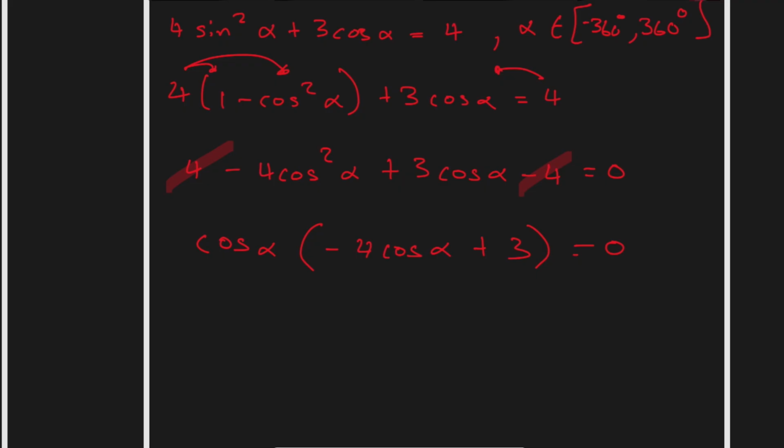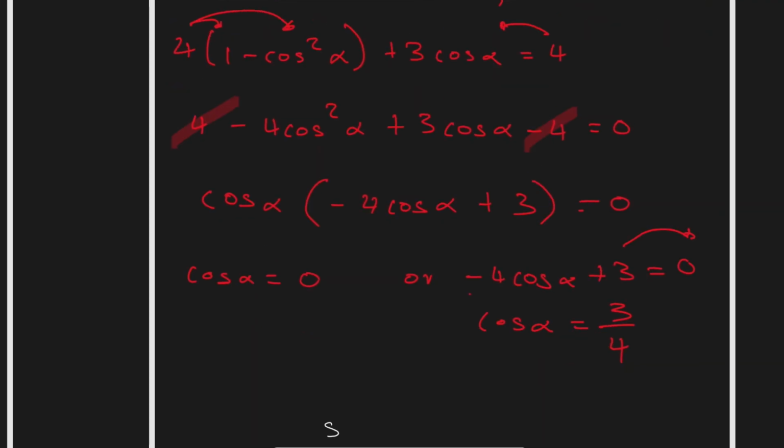Now we're going to get the first solution whereby cos of alpha is equal to 0, and then the second solution whereby minus 4 cos of alpha plus 3 is equal to 0. We can solve this part by transposing to the other side and dividing by 4. So at the end we get cos alpha equal to negative 3 over negative 4, which leads to positive 3 over 4. So these are the two solutions that we have.